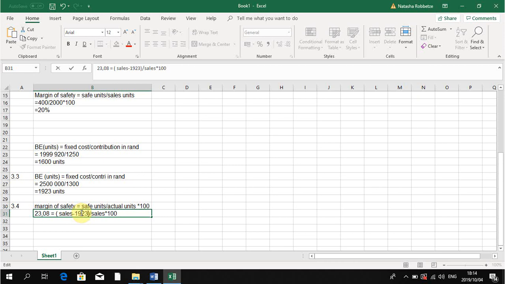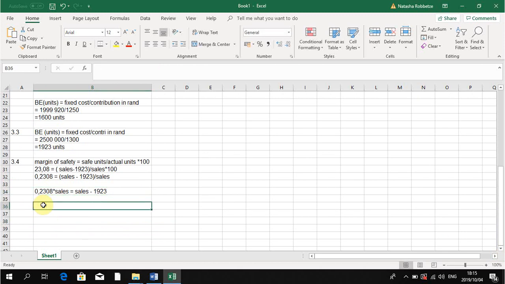So the first thing that I want to do is I want to get rid of the 100. So I'm going to divide by 100 on both sides. And if I do that, I get 0,2308 should give you the sales units, minus 1923. I just put this in brackets because I first need to calculate that, divided by the sales. Now I can cross multiply. So when I cross multiply, I am going to say that 0,2308 times the sales units should equal sales units minus 1,923 units.